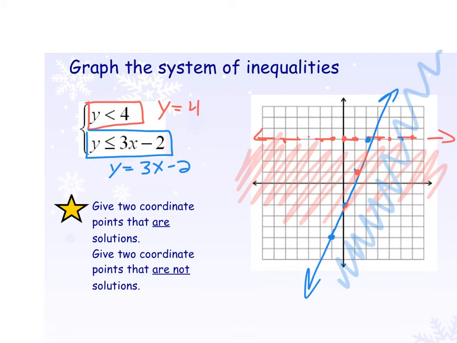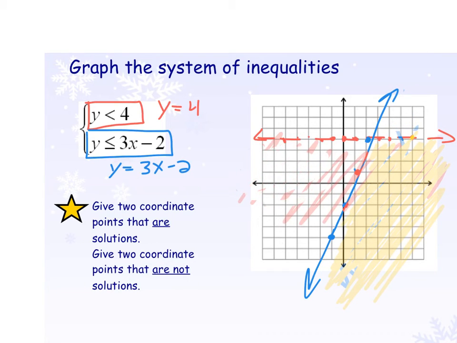You're going to notice that we have a region in which the shading overlaps. The red shading and the blue shading overlaps anywhere in this region right here, which I'm going to draw in yellow. Okay? That is the answer. That is the solution set to this system of inequalities. So I will go ahead and erase all the shading over here that was not overlapping and all the shading over here that was not overlapping. Your answer is simply where the shading of both lines overlaps.